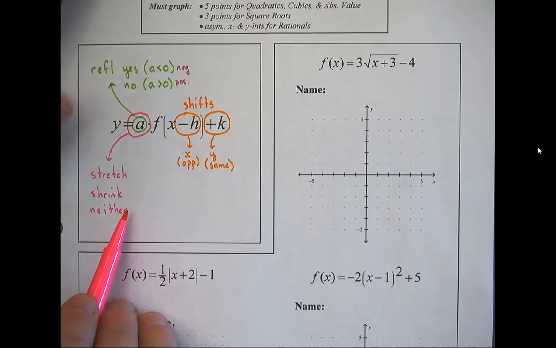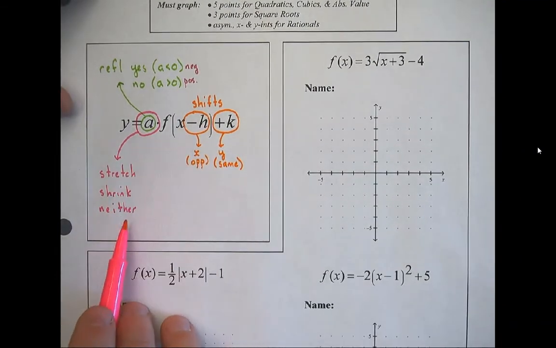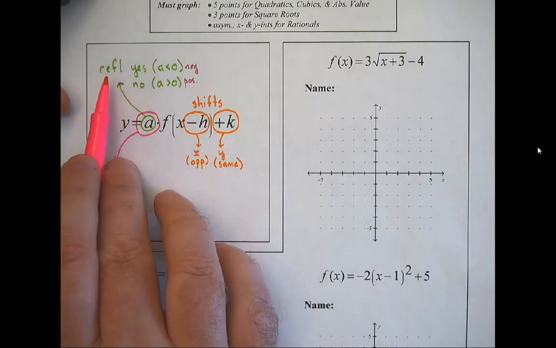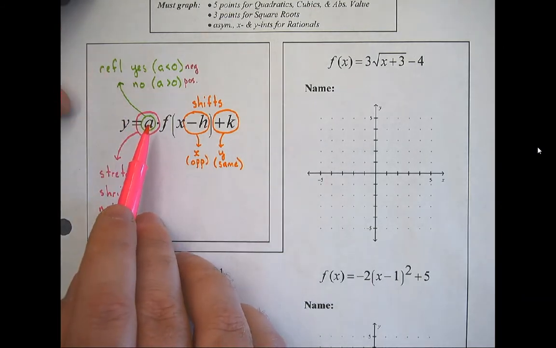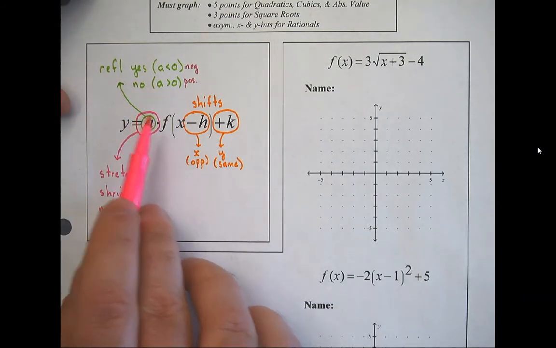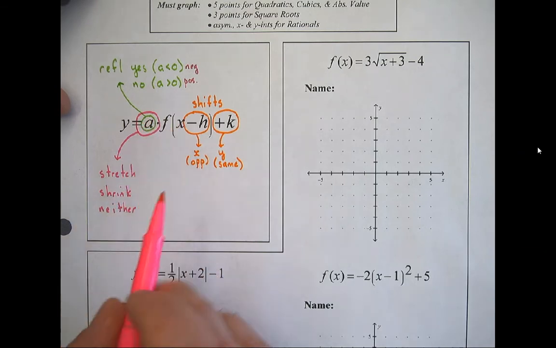Now, we've got to be a little bit careful here. When I'm talking about stretch, shrinks, or neither, I'm not also talking about reflections. Those two, all I care about is the value of the number. I don't care if it's positive or negative. We call it the magnitude.